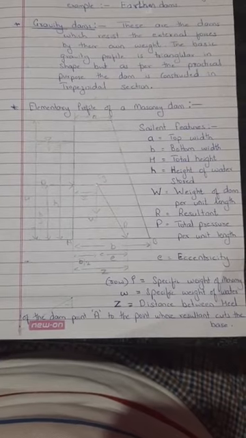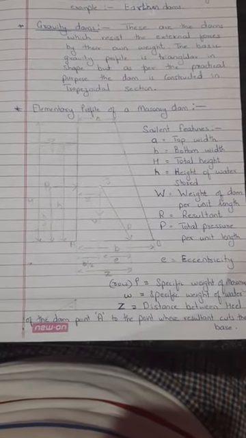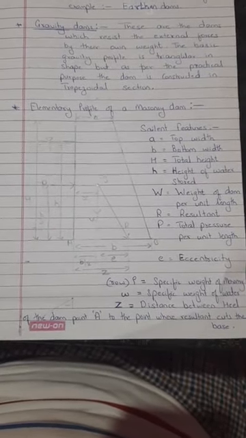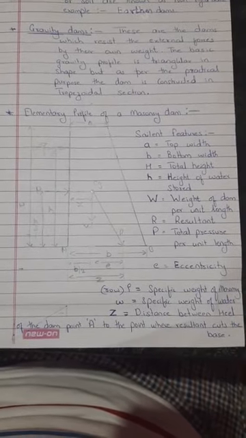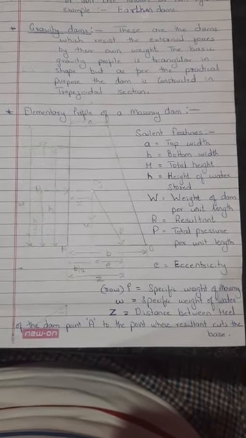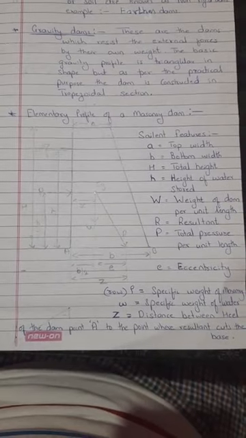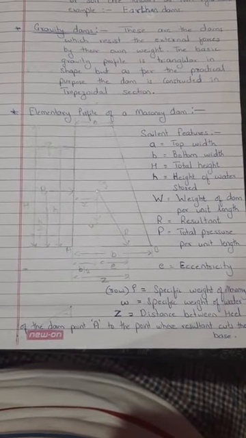So, last class we studied the classification of dams, that is rigid dam and non-rigid dam, and also the gravity dams, which are included in your syllabus. Today's class we will deal with the elementary profile of a masonry dam.